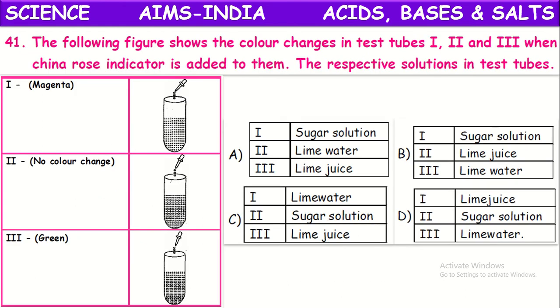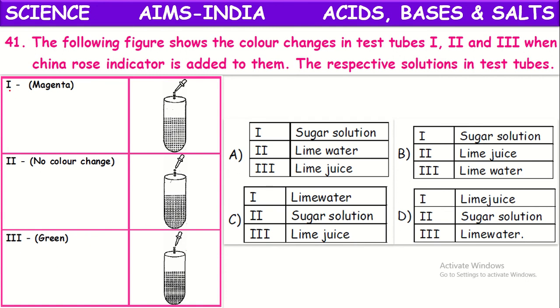Next, see the question here. Identify the figure which shows the color changes in test tubes 1, 2 and 3 when china rose indicator is added to them. What might be the solutions in the test tubes here? The first one shows magenta color, the second shows no color, and the third one shows green color. So what might these solutions be?